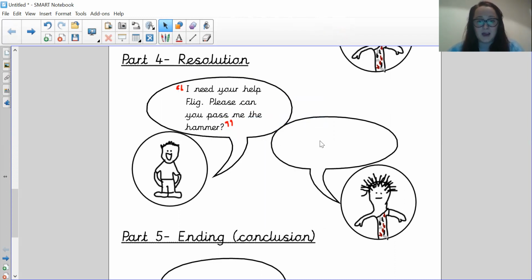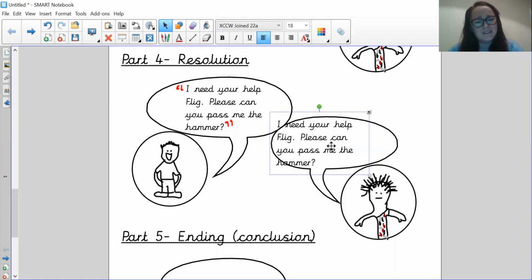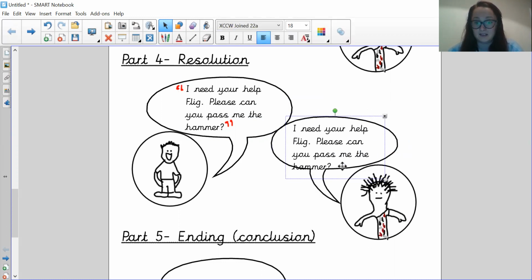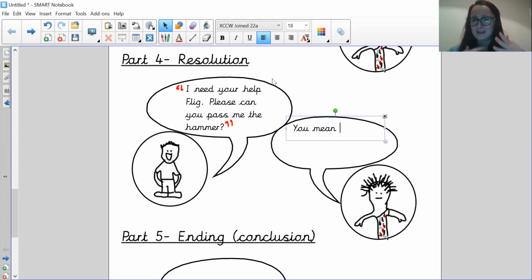So I'm going to think that Flig doesn't necessarily know what a, I nearly said hamster, doesn't necessarily know what a hammer is. And I'm going to think of another word for a hammer. So what could we call it? I've got an idea. "You mean stick block?" So Flig's answering back in a question.